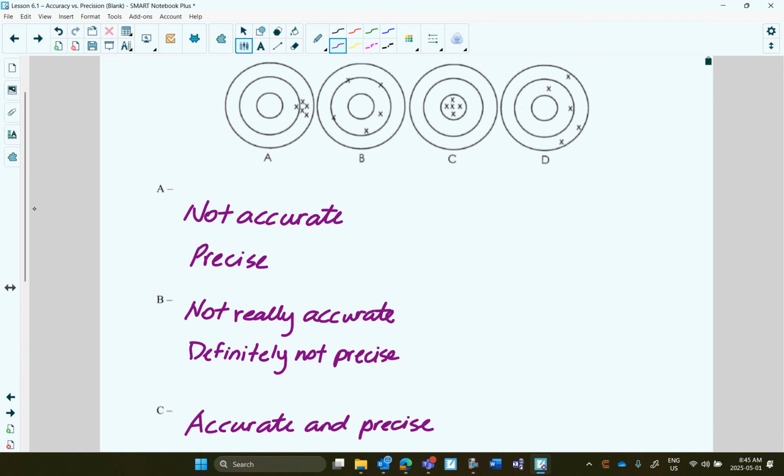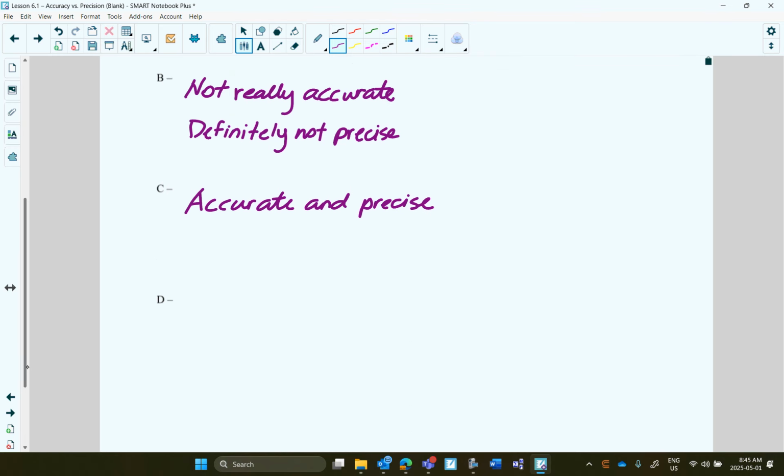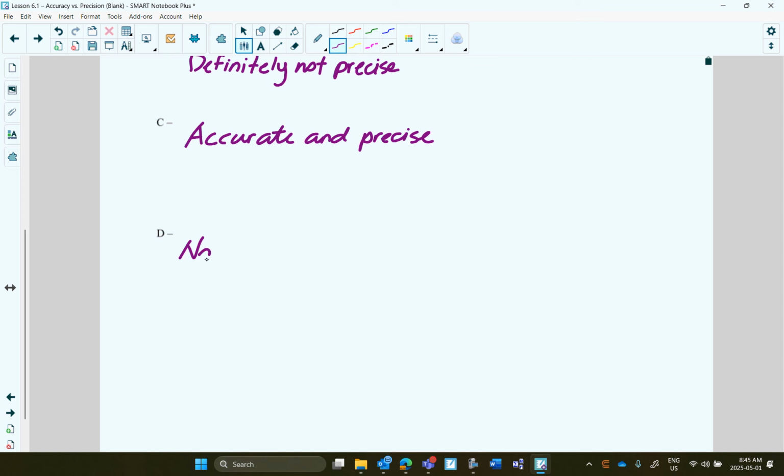And finally, D. It's not accurate and it's not precise because the shots are pretty spread out. I guess you could say it's somewhat precise in that respect, but definitely not accurate, and we'll say not very precise.